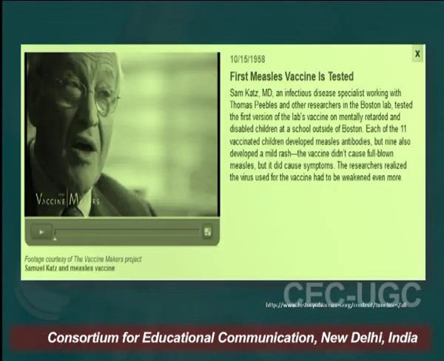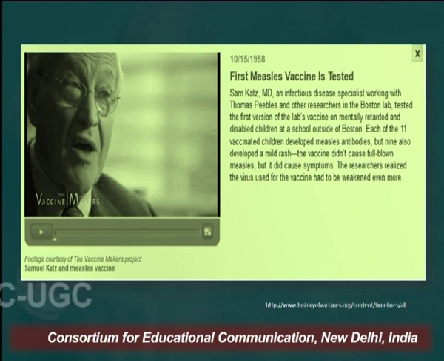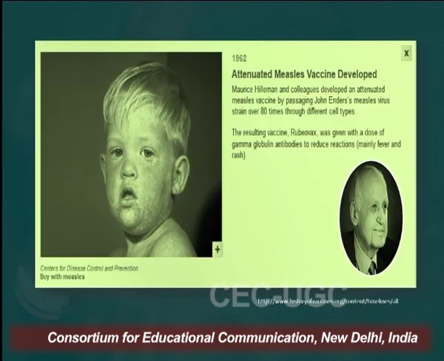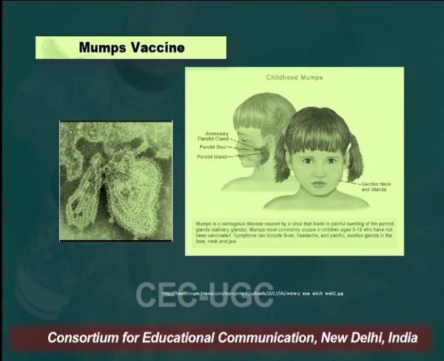Now, the first measles vaccine was developed and tested. This was a live attenuated vaccine. This vaccine was developed by Dr. Hillman over a period of time, where the child was treated with the measles.